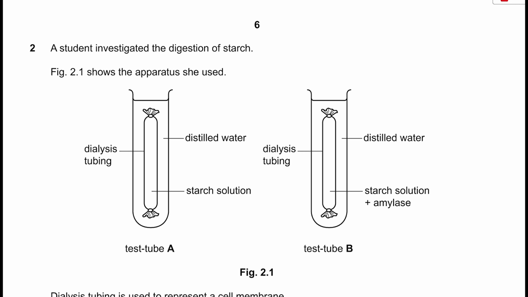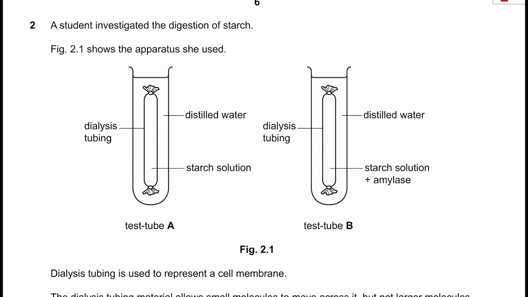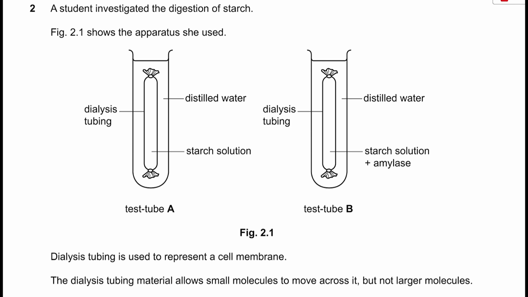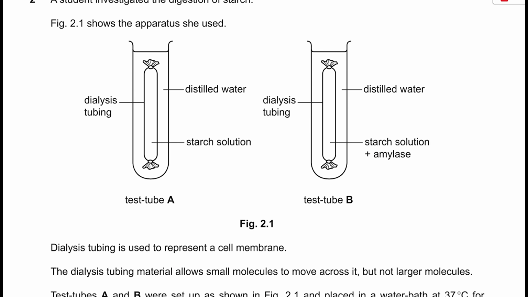And then we move to the next part, that a student investigated the digestion of starch. Figure 2.1 shows the apparatus she used. We have test tube A and test tube B. In test tube A, there was a dialysis tubing bag placed inside distilled water, and inside the dialysis tubing bag was starch solution. Same for test tube B. The test tube was filled with distilled water, then a dialysis tubing bag was placed in it, and of course this bag had starch solution and amylase in it.